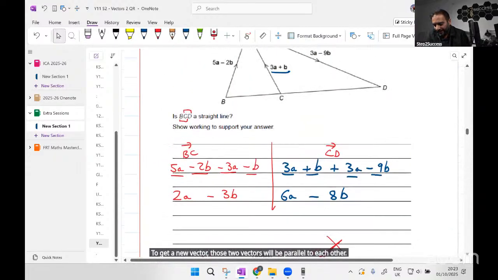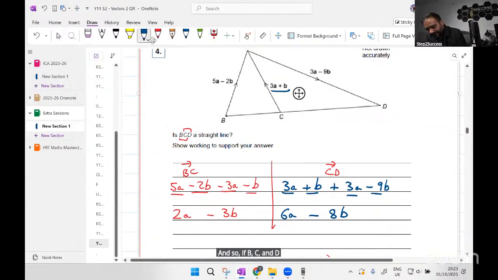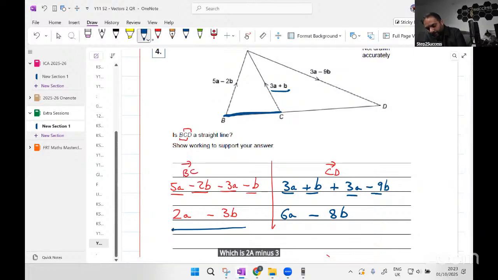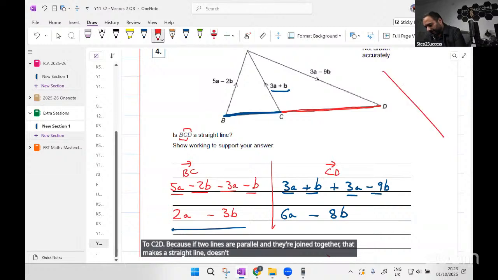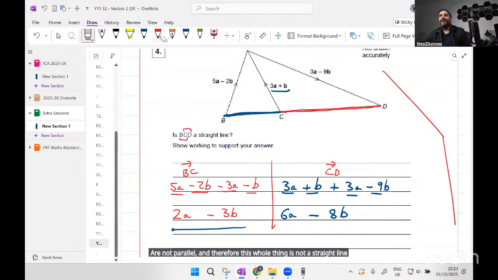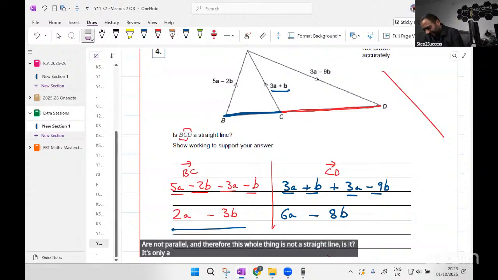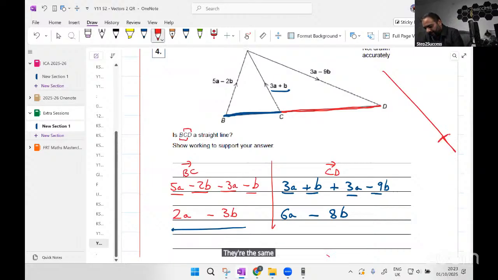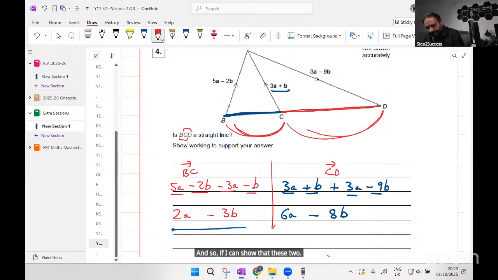And so if B, C, and D is a straight line, then this to here, which is 2a minus 3b, should be parallel to C to D. Because if two lines are parallel and they're joined together, that makes a straight line, doesn't it? These two lines are not parallel, and therefore this whole thing is not a straight line, is it? It's only a straight line if they're the same direction, if they're joined onto each other. And so if I can look at these two vectors and check if they're parallel, then I'll know.